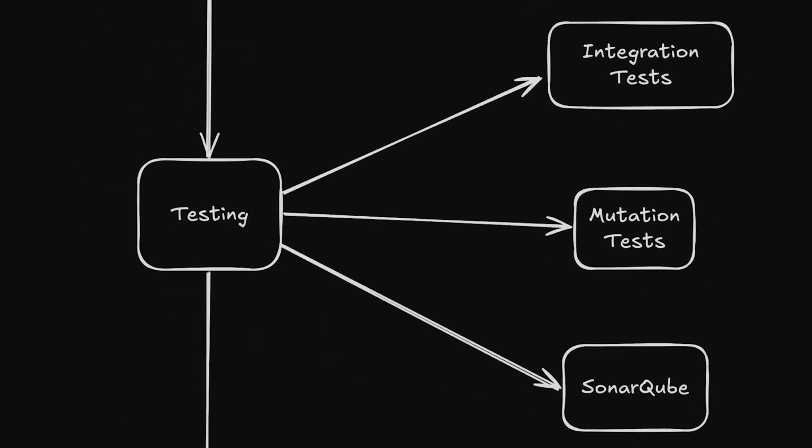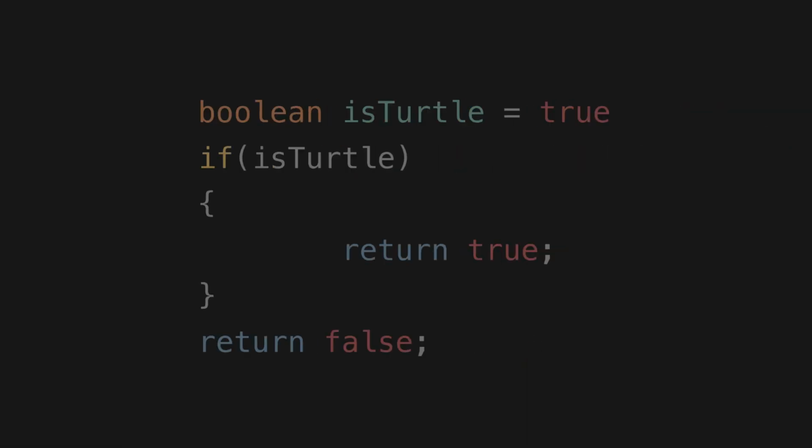Then we move on to the testing stage. Here's where we run integration tests, as well as other checks. We also use PyTest for mutation testing, and SonarQube for anomaly detection. Mutation testing is essentially a type of testing where some parts of the code are modified. Then the unit tests or integration tests are run against that modified code.